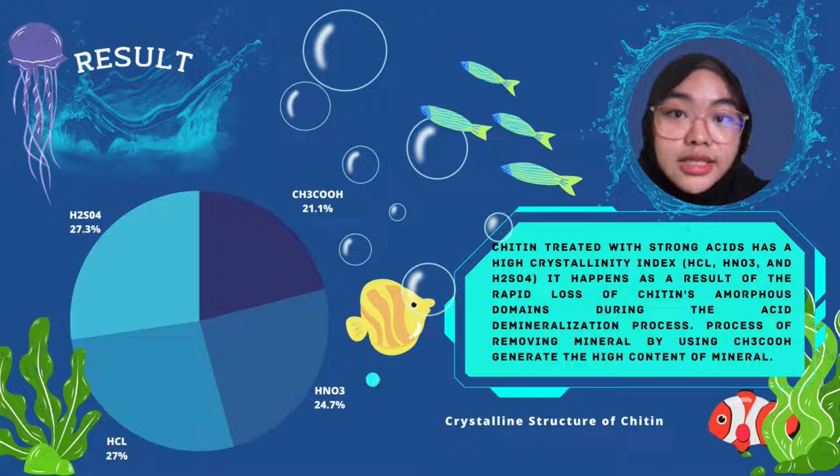Chitin treated with strong acid showed a high crystallinity index. This can happen as a result of the rapid loss of chitin's amorphous domains during the acid demineralization process. The chitin produced using CH3COOH, on the other hand, had the lowest crystallinity index, which might be attributed to poor elimination of amorphous domains. Thus, to get CrI levels comparable to those produced with strong acid treatment, the chitin recovered from shrimp shell waste using acetic acid must be further demineralized.